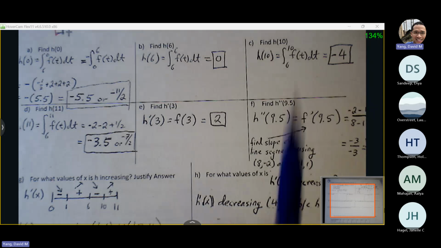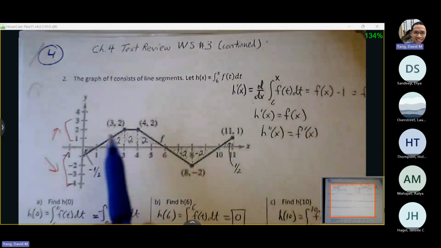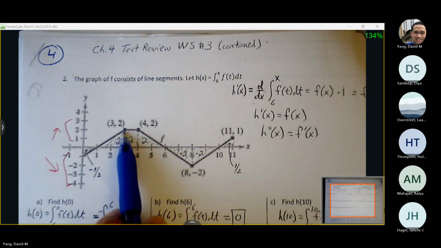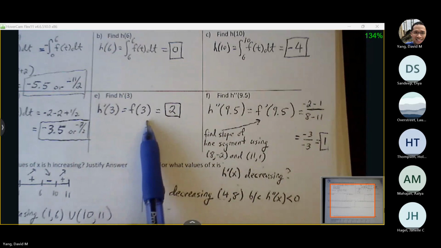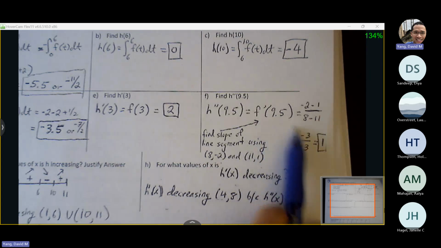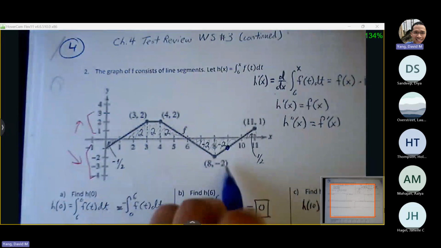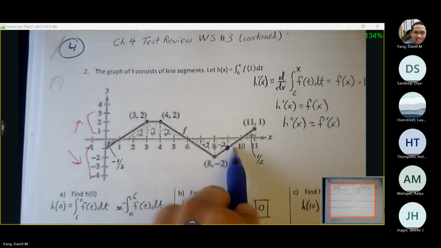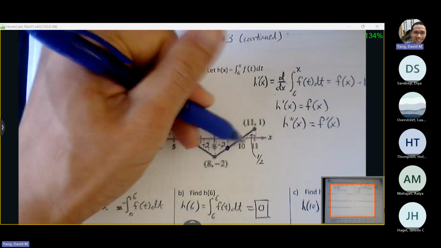H prime of 3 is defined as f of 3. We define that at the top of the page here. So f of 3 is just the ordered pair. F of 3 is 2. H double prime of 9.5 is defined as f prime of 9.5. We're looking at the f graph. F prime is the slope, so we just find 9.5 on our graph, and then just realize it's part of this line segment over here, and then just find the slope. Slope is going to be up 2 over 2, so slope is 1.